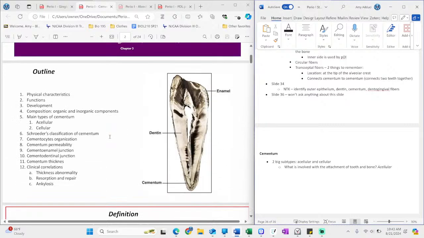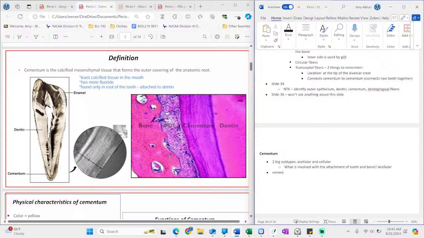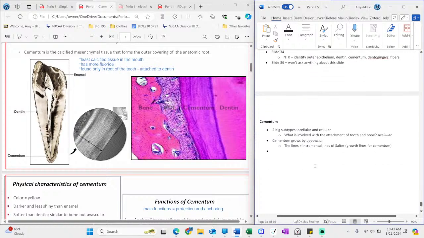Okay, remember the cementum is going to grow by apposition. That's how you are able to see these lines. These lines here represent the increment lines of Salter, which are the growth lines for cementum. Okay? And if they grow by apposition, cementoblasts are going to be located on the surface. Here, on the surface here.